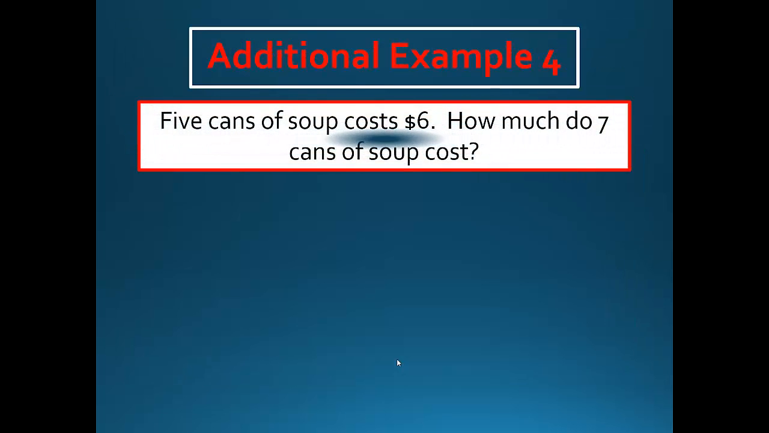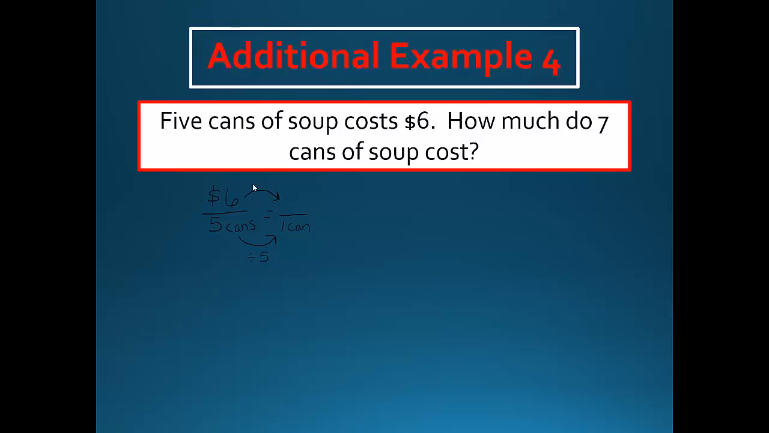Now we have an additional example. You can pause the video and try it on your own, or you may follow along. 5 cans of soup cost $6. How much do 7 cans of soup cost? Well, first, we're going to find a unit rate. So it's $6 for 5 cans. And we want to know how much it is for just 1 can. So if we're going from 5 cans to 1 can, we're dividing by 5.